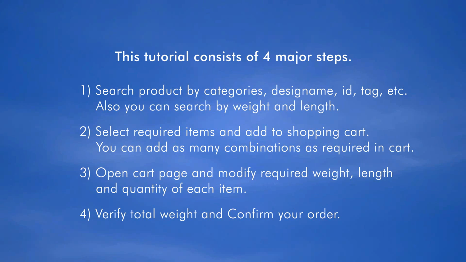Step 1. Search product by categories, design name, ID, tag, etc. You can also search by weight and length. Step 2. Select one or multiple required items and add to shopping cart. Step 3. Open cart page and modify required weight, length, and quantity of each item. Step 4. Verify total weight and confirm your order.